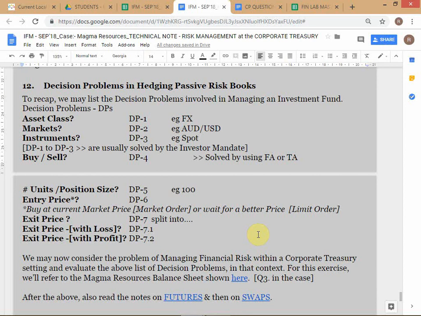Now you see why I discussed the idea of passive versus active risk books. The decision problems remain in the case of active risk books. All of them have to be actively solved. But in the case of passive risk books, some of those decisions are automatically solved. Is this clear? So asset class is automatically solved, markets automatically solved.